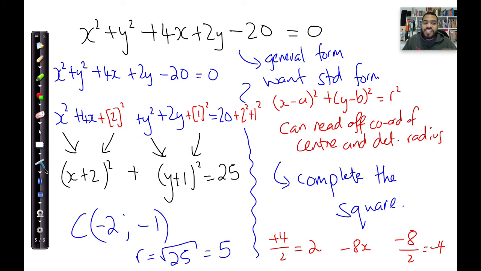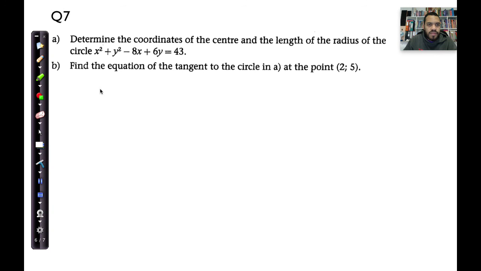And so now we're going to move on to tackling that question, and it's probably going to be the same thing. So I suggest you tackle the question, which is over here. Determine the coordinates of the center and the length of the radius of this circle. And as you can see, this is in the general form, so what you need to do is convert it to the standard form, which is what we'll do in the next video.